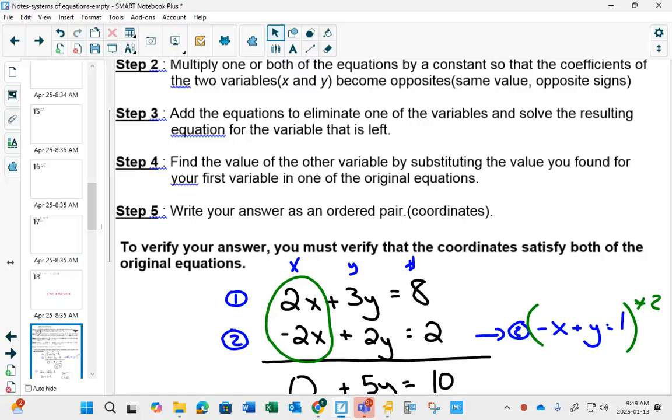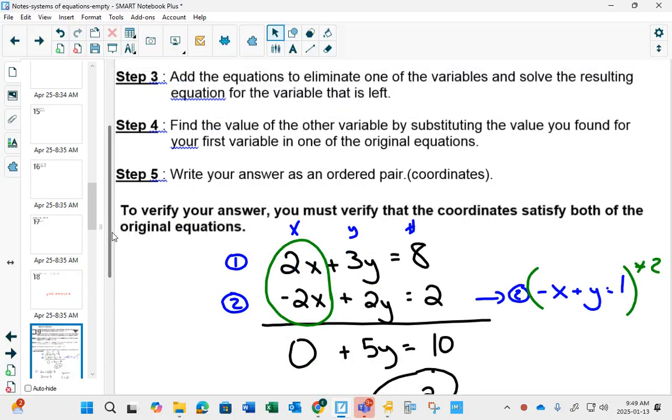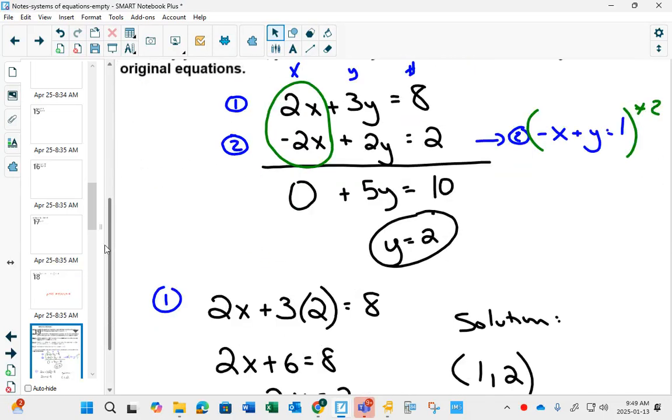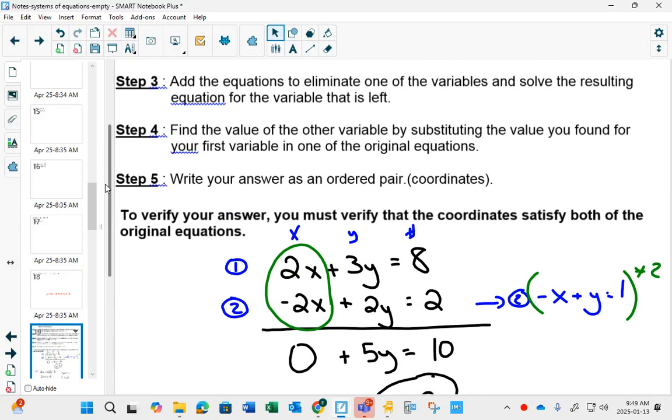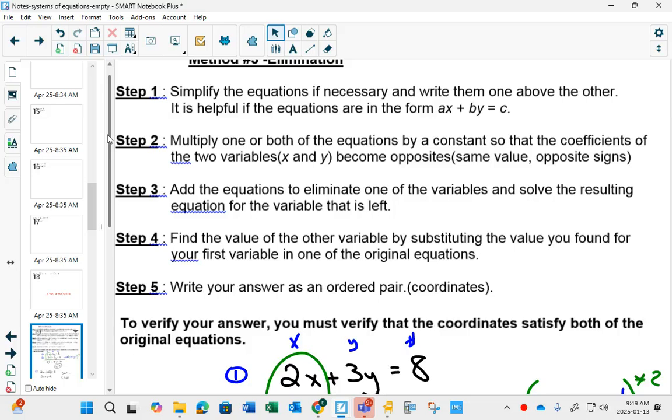Step 3, add the equations to eliminate one of the variables. And then step 4, once we eliminated and we were able to solve for y equals 2, step 4 says you can easily plug that back in and now solve for x, and then you can write your answer as an ordered pair and a solution method. This is the elimination method. I think it's a very, very fun method because you get rid of a variable and you take a complicated equation and make it simpler right away.